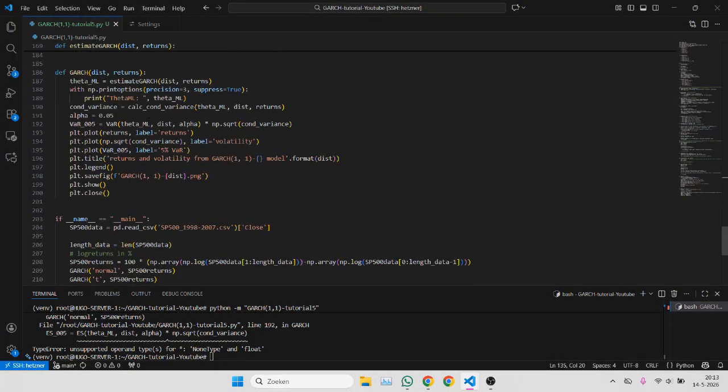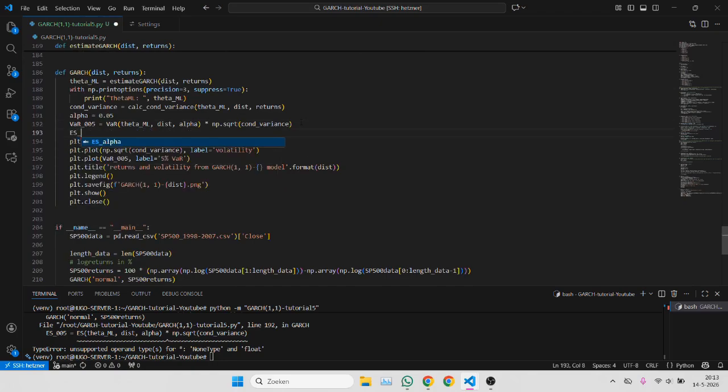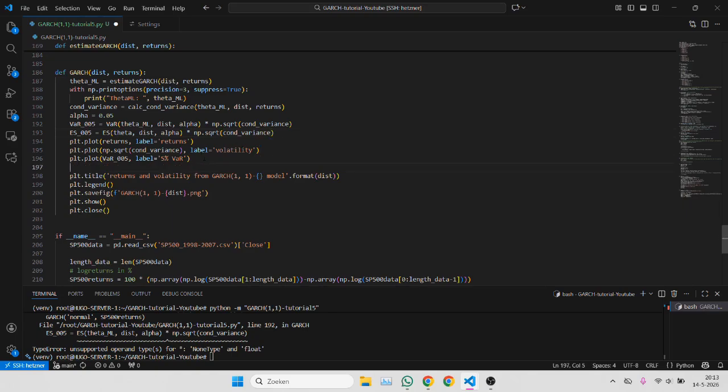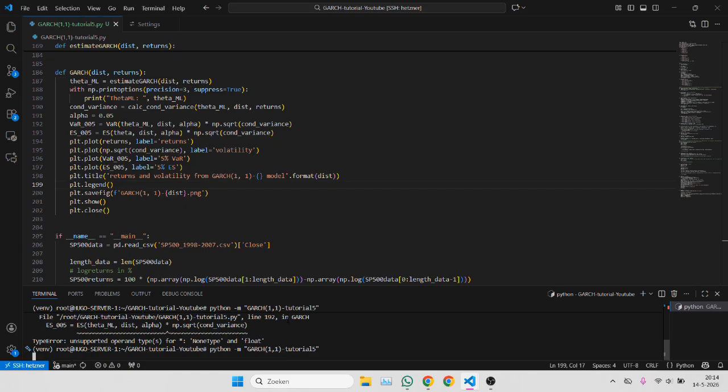Then let's integrate it in our main function. Here is the ES at the 5% level, so use the function we just created. And we multiply by the square root of the conditional variance we calculated with the GARCH model. Then let's also implement it in the plot. We label it 5% expected shortfall. Let's run this.